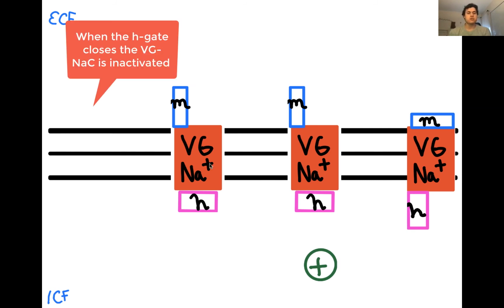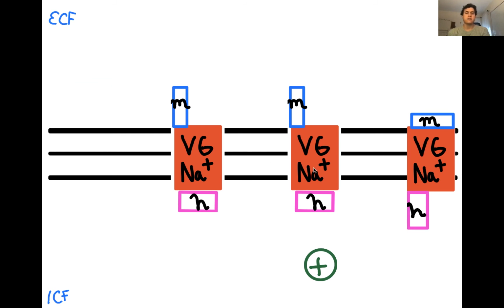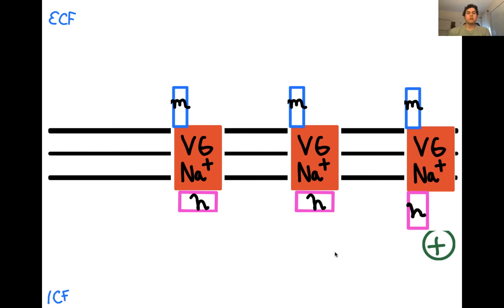So now we have 2 voltage-gated sodium channels inactivated. Now, the positive charge that entered in through this voltage-gated sodium channel will move to the next voltage-gated sodium channel in line, open the M gate, and cause sodium to flow in, and the cycle keeps on going.